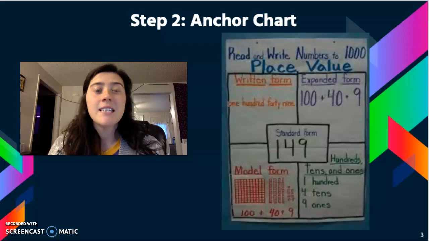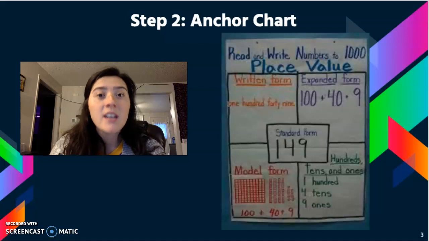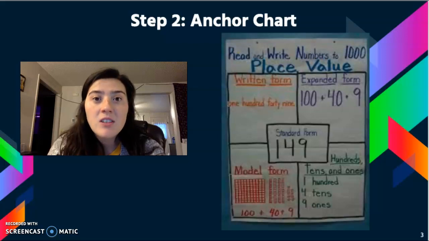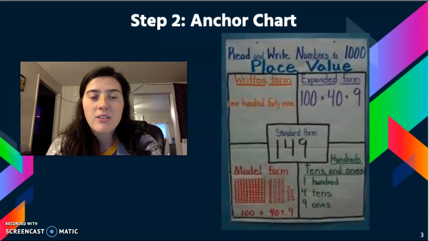Yay, you made it to step 2, which means for step 1, you watched the video and you filled in the chart. So now you're ready for the anchor chart. This is where I'm just going to explain a little bit more and give you more information because we're going to dig a little deeper into place values.